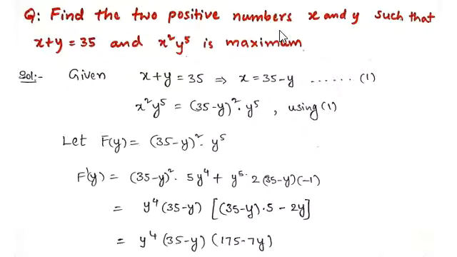Find the two positive numbers x and y such that x plus y is equal to 35 and x square into y to the power of 5 is maximum. So to find out maximum or minimum, we have some steps in the maxima and minima chapter.